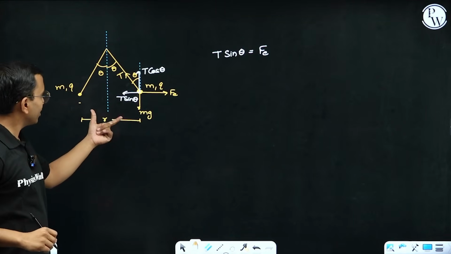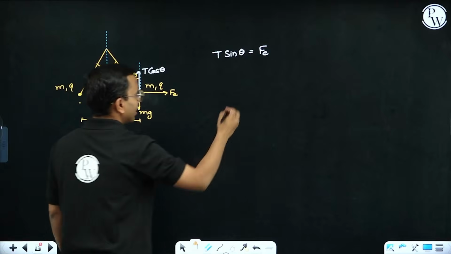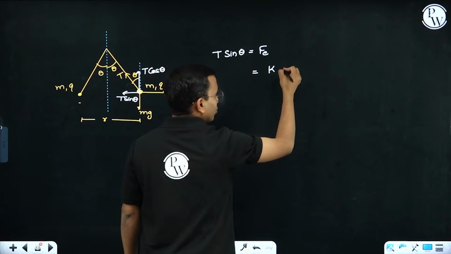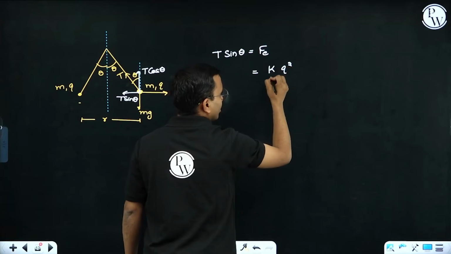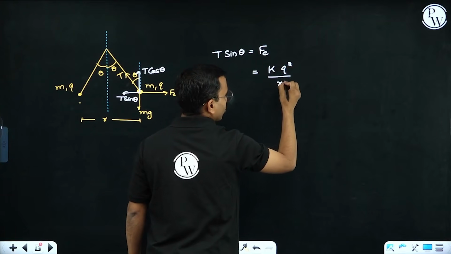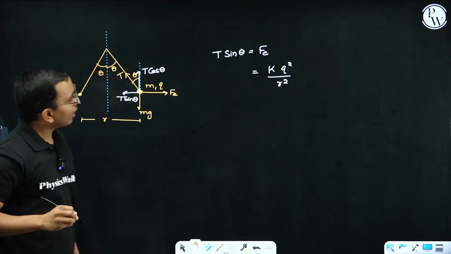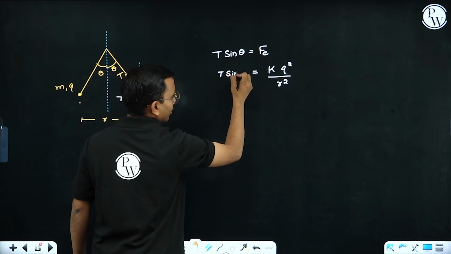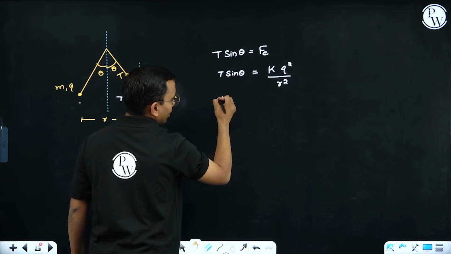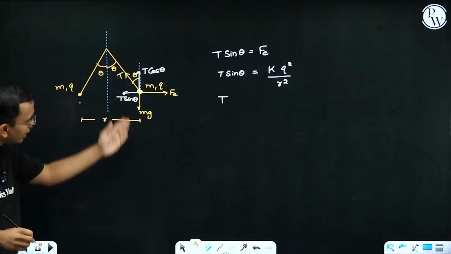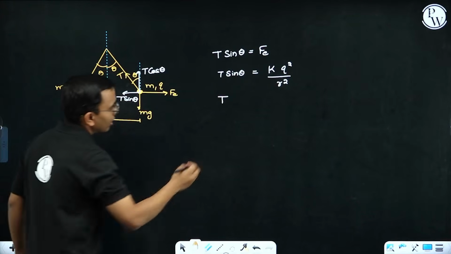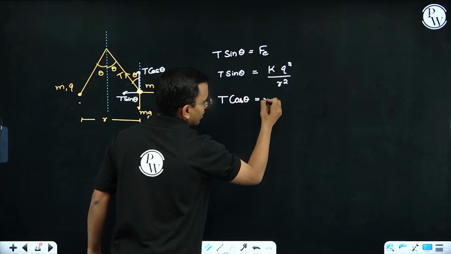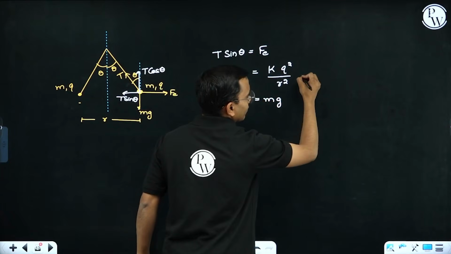What is F electrostatic? K Q1 Q2 by R square, I can write like that. So this is K. Both the charges are Q, so Q square. The separation I am considering as R, so R square. And this is my T sine theta. Another equilibrium if I apply in vertical direction, T cos theta is mg. So T cos theta is mg. This is the first equation.